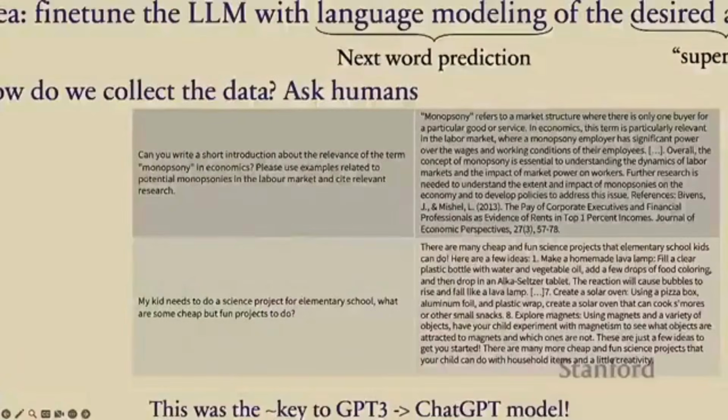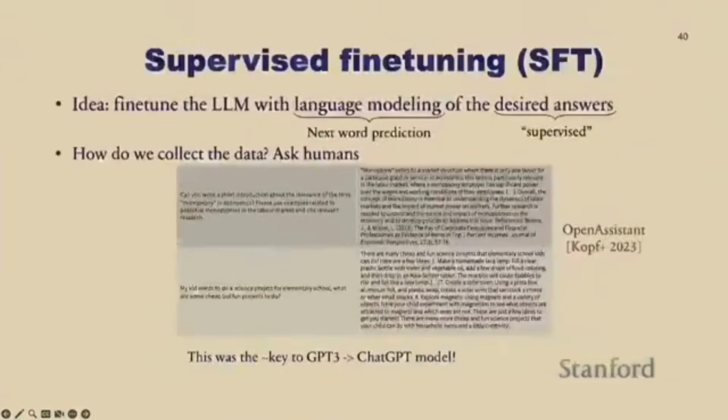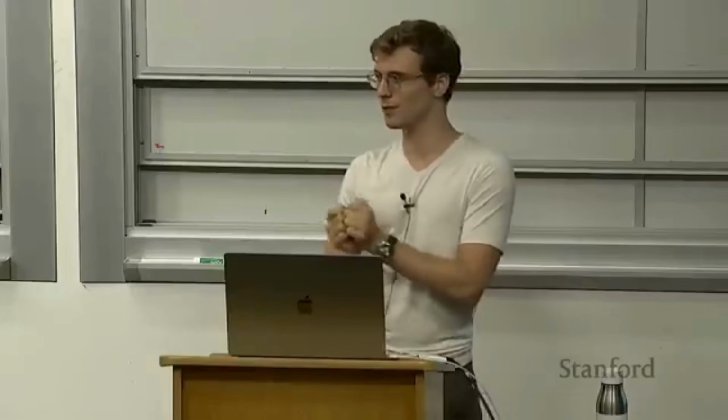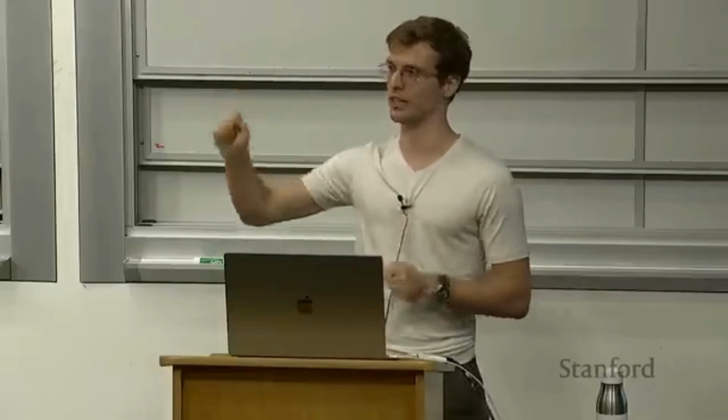So this is an example. Sorry, I can't read very well on my computer. Let's read this one. Can you write a short introduction about the relevance of the term monopsony? And then it says monopsony refers to a market structure, blah, blah, blah. And that's a human that wrote that. So actually, this is Open Assistant, which was a way to collect data online by humans. So this type of supervised fine-tuning or alignment is really the key of ChatGPT. This is what made the big jump from GPT-3, which was mostly something that was known by AI researchers, to ChatGPT, which became known by basically everyone.